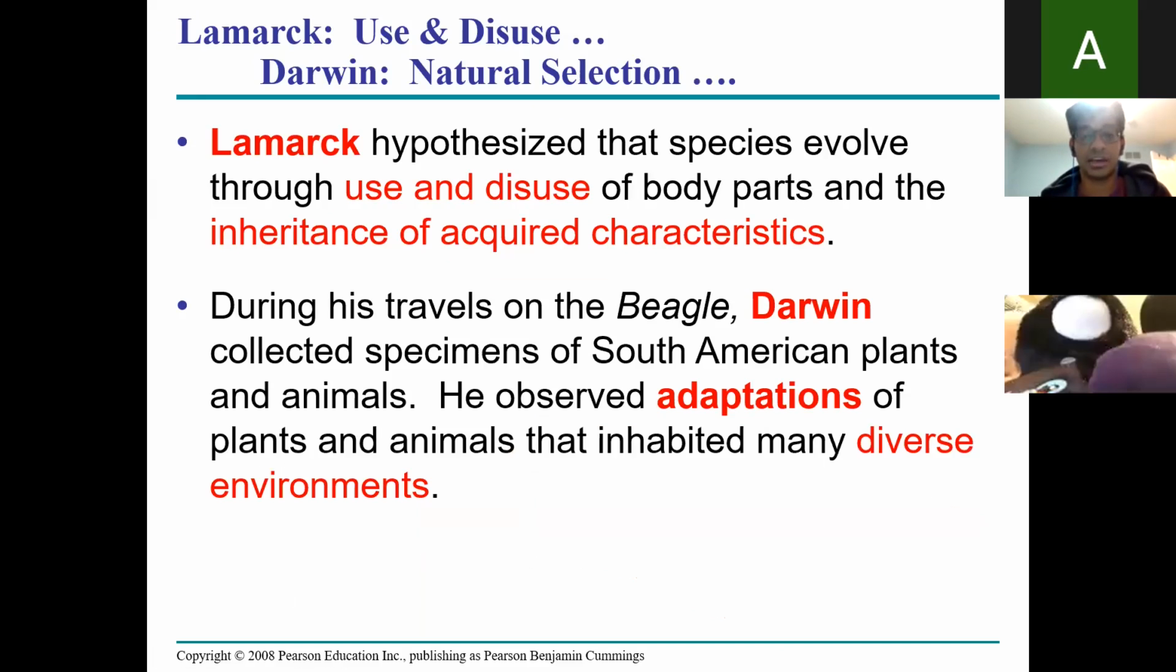Lamarck hypothesized that species evolve through use and disuse of body parts and the inheritance of acquired characteristics. A good example of this is a giraffe. A giraffe has an insanely long neck and needs to eat leaves at the top of a tree. Let's say you have a lot of giraffes and the giraffes just want to make their necks longer so they can get leaves higher up. So Lamarck thought that they were just extending their necks over time and they would pass down that extension.